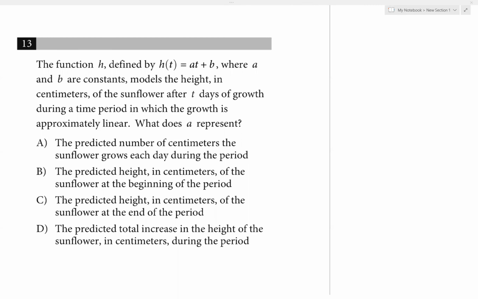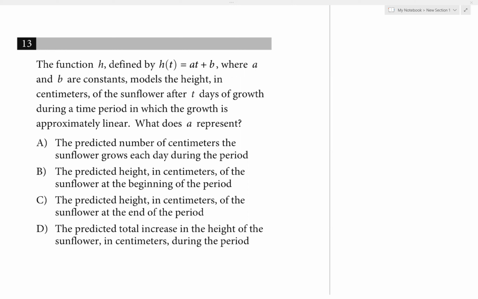All right, number 13. The function h defined by h of t equal to at plus b, where a and b are constants, models the height in centimeters of the sunflower after t days of growth. During a time period in which the growth is approximately linear, what does a represent?